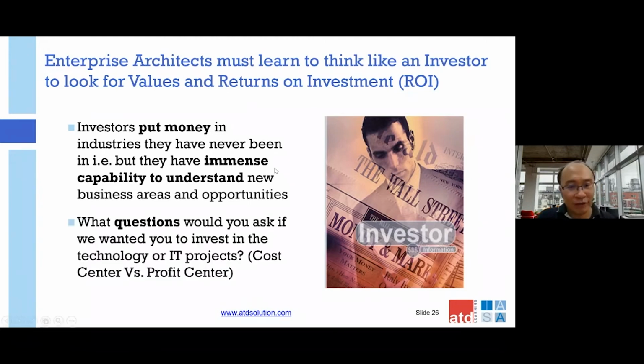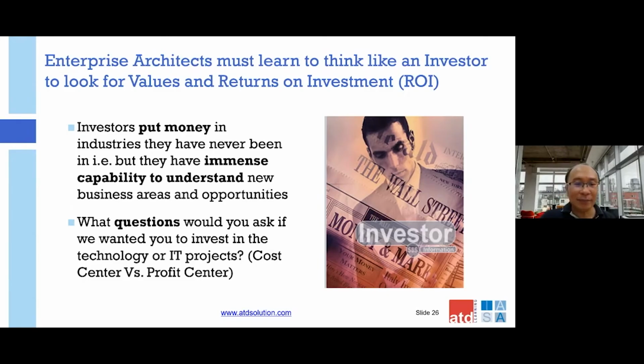And what questions would you ask if we wanted you to invest in a technology or IT project? Are we still practicing as a cost center or a profit center? This is something very, very interesting. For many generations, at least 10, 20, 30 years, IT has always been viewed as a cost center.